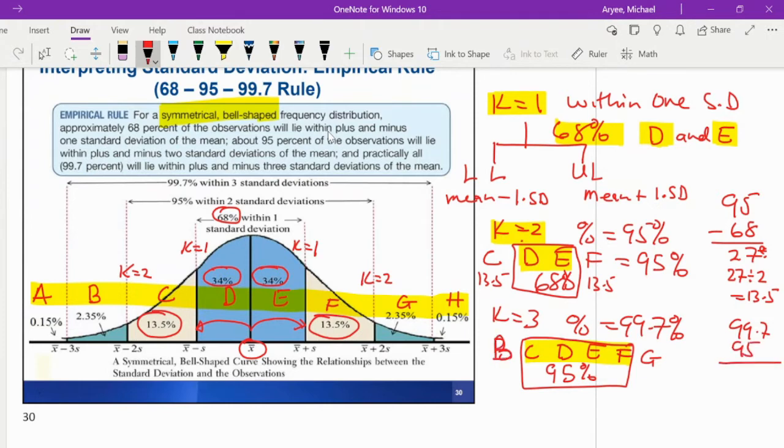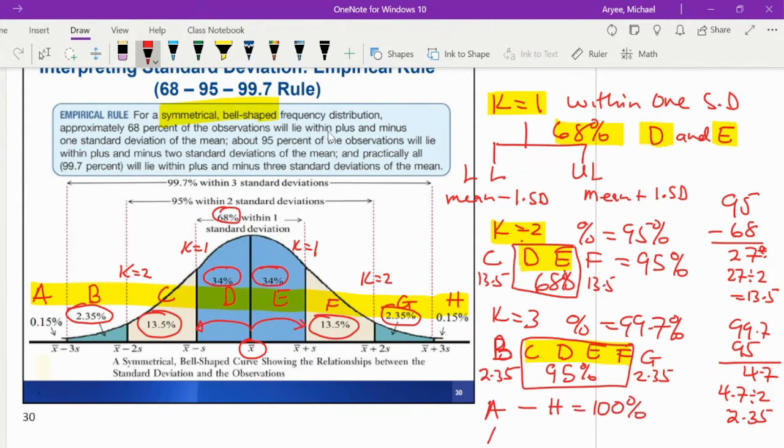So 99.7 subtract 95 gives you 4.7. Then 4.7 divided by 2 gives you 2.35. So G is 2.35, and B is also 2.35. When you add it, you're going to get 99.7%. Then finally, we know that anything beyond k equals 3, everything from A to H is 100%.